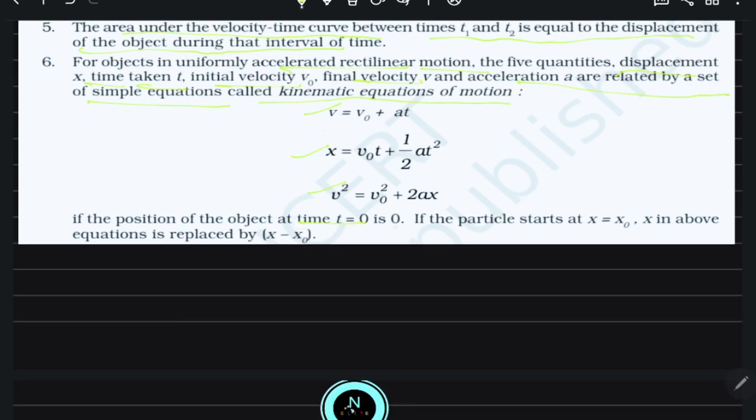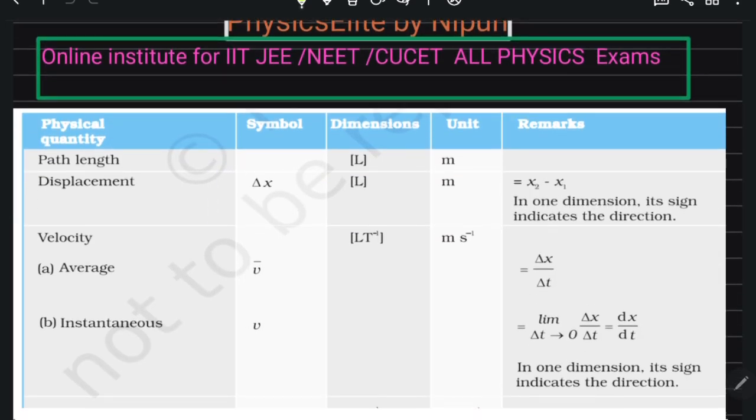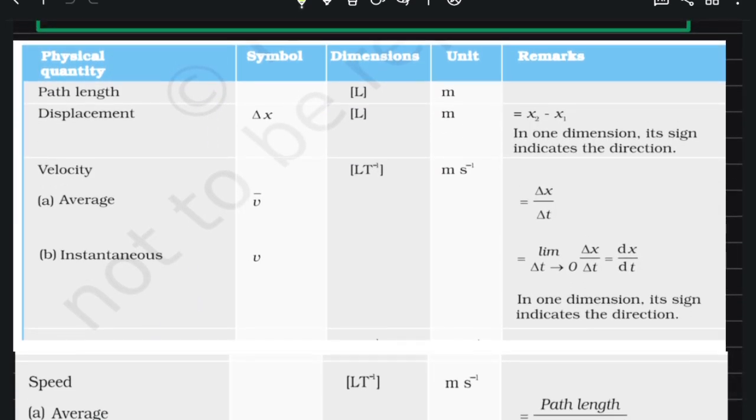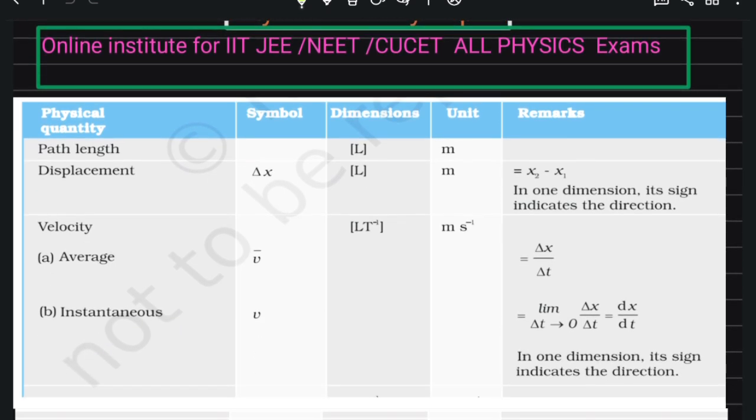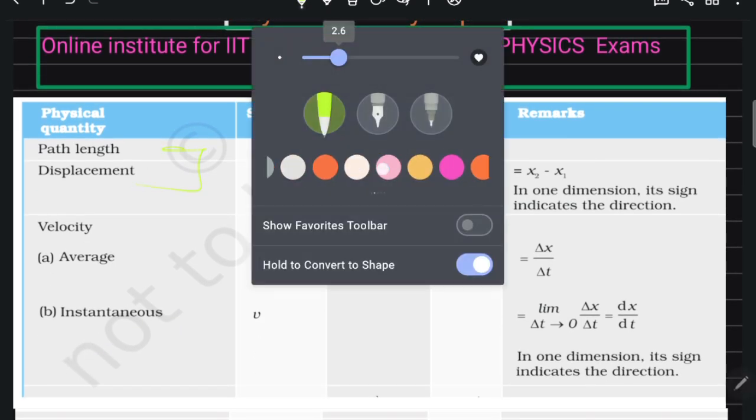If the position of the object at t is equal to 0 is 0; if the particle starts at x equal to x naught, x in the above equation is replaced by x minus x naught. Right? So now, important: the dimensional formula for motion from the NCERT book. Path length or displacement.